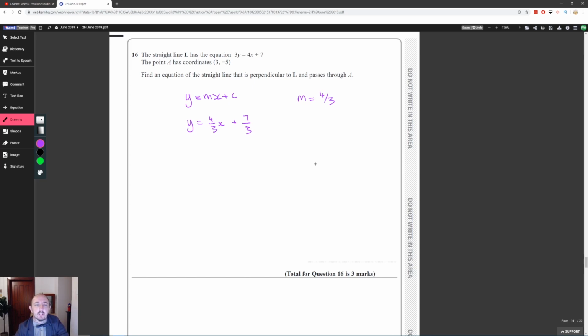The equation of the straight line is perpendicular to that, so we need the perpendicular gradient, so 4/3 times the perpendicular gradient is equal to -1. They always multiply to give -1, so the perpendicular gradient is -1 over 4/3, or -3 over 4. You can put that in your calculator. And so our perpendicular line is going to be y equals -3/4 x plus c.